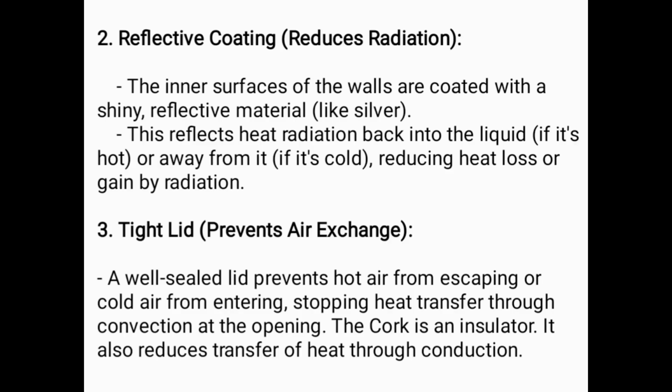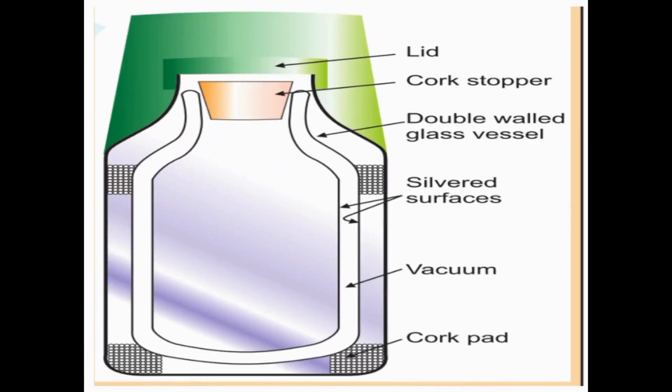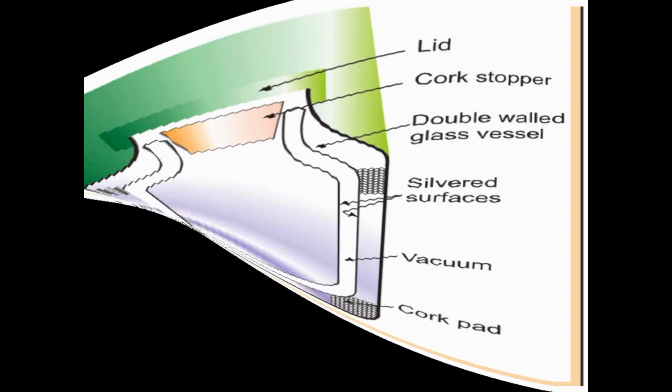3. Tight lid prevents air exchange. A well-sealed lid prevents hot air from escaping or cold air from entering, stopping heat transfer through convection at the opening. The cork is an insulator. It also reduces transfer of heat through conduction.